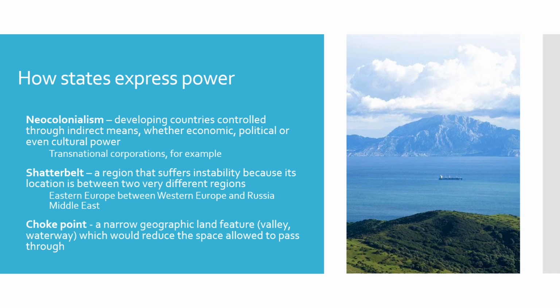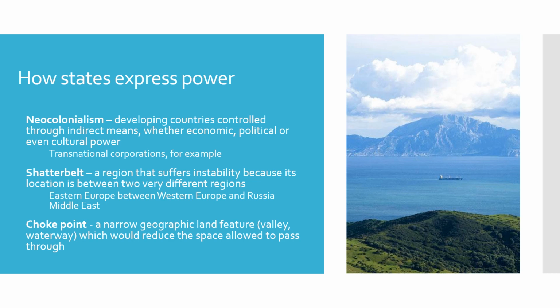A shatter belt is a region that suffers instability because of its location between two very different regions. So think Eastern Europe, think the Middle East, think Kashmir between India and Pakistan. This is basically an area that's caught in the middle of two very different powerful systems that like to fight over that area. It's an area that shatters often because of different levels of conflict.